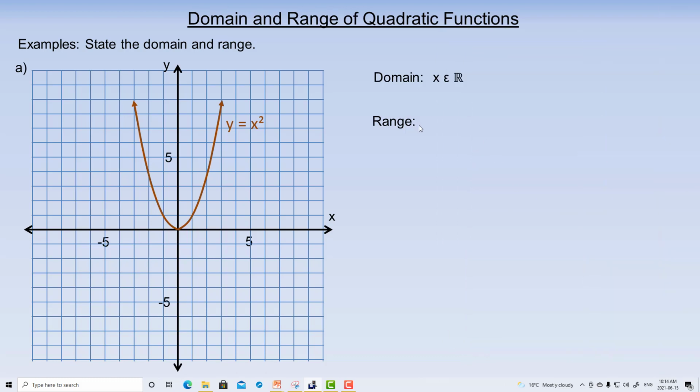Now the range starts out the same way. It's y. The range is the set of possible y values for the function, and it's y is a member of the set of real numbers, that this funny capital R stands for real numbers, such that, and there's always a restriction on the range for any upward or downward opening parabolas.